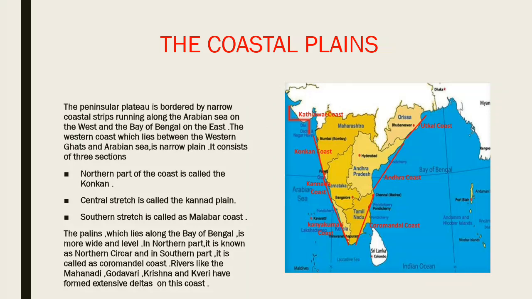The plains which lie along the Bay of Bengal are wider and more level. In the northern part it is known as Northern Circars and the southern part is called the Coromandel Coast. Rivers form extensive deltas on this coast. Lake Chilika is the largest saltwater lake on the eastern coast, that is Odisha. It is famous as a winter home for migratory birds. It lies to the south of Mahanadi Delta.